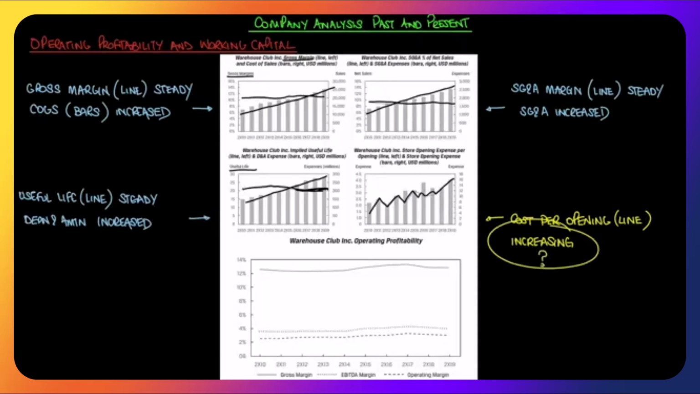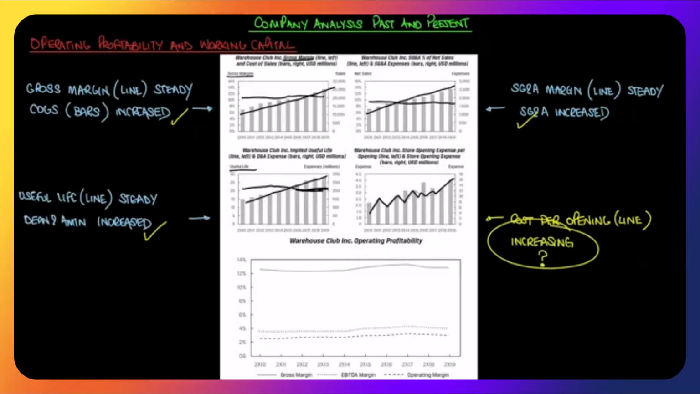What it suggests to me is that I am missing a key driver. All of these suggest that I have the driver. It's revenue. As revenue increases, they are maintaining a percentage of revenue for gross margin and for SG&A. As gross fixed assets increases, depreciation increases in line. I've got the drivers. I understand it. Not so much for the cost of opening stores.